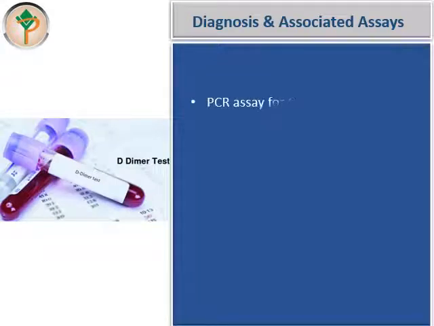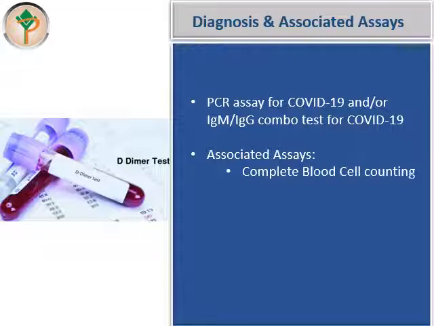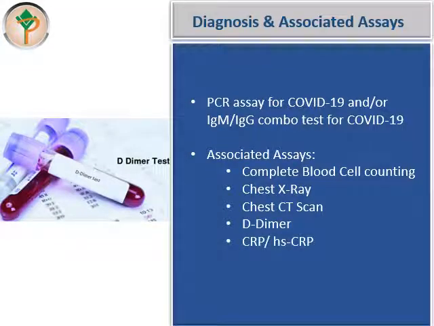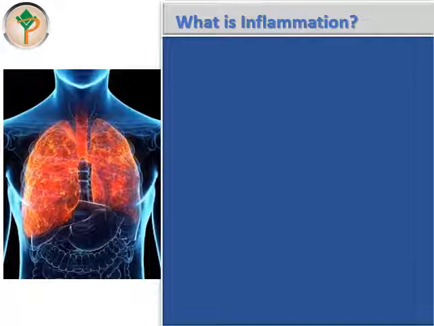For diagnosis of COVID-19, PCR assays and the IgM-IgG combo test can be performed. There are other associated assays which are important for patient monitoring, like complete blood cell counting, chest X-ray, chest CT scan, D-dimer assay, CRP and hsCRP, as well as PCT. When a patient is infected with COVID-19, inflammation happens in the patient's body.